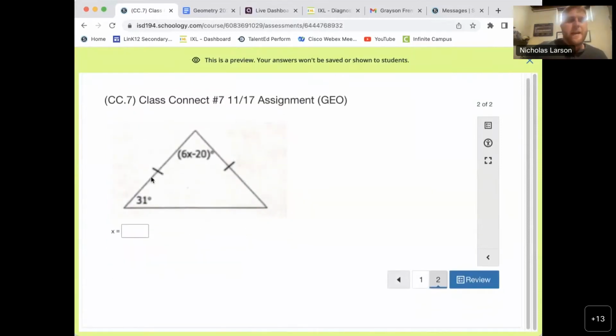And this one, okay? If I know that this is 31, I also know that this is 31. So a triangle has 180 degrees. So I would do 180 minus 31 minus 31. And whatever's left has to equal this. So 180 minus 62, set that equal to 6x minus 20, and you can solve it from there. Again, this is an isosceles triangle.